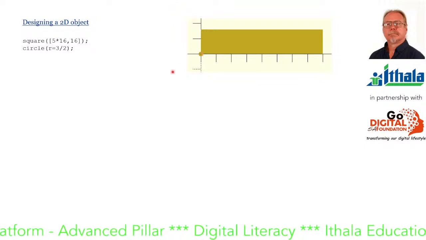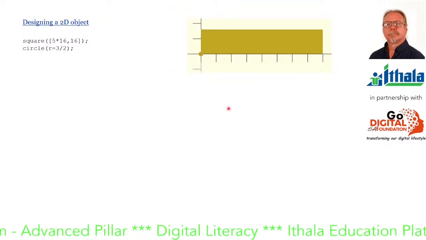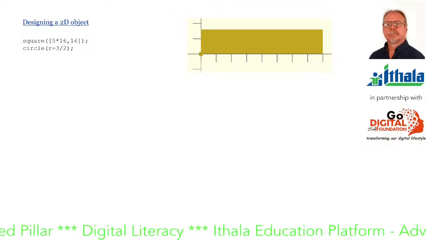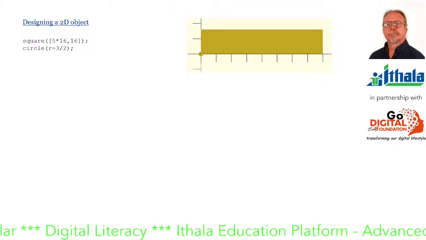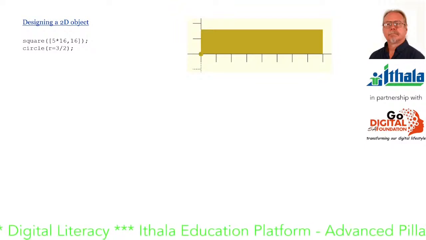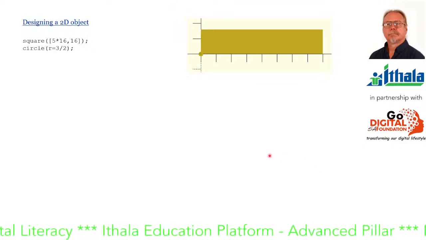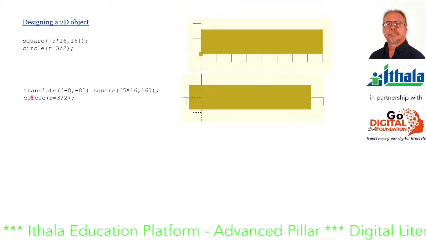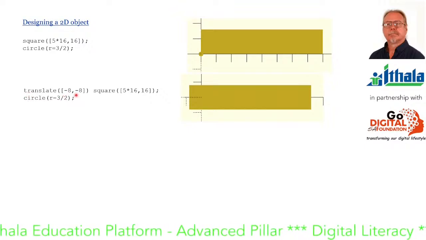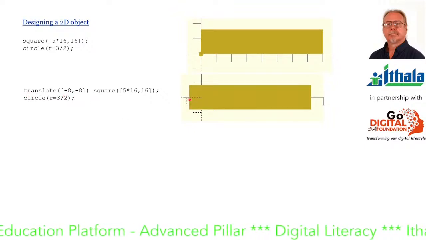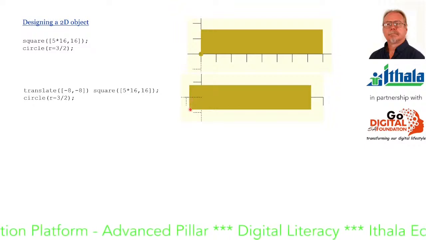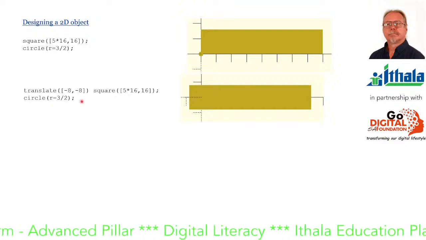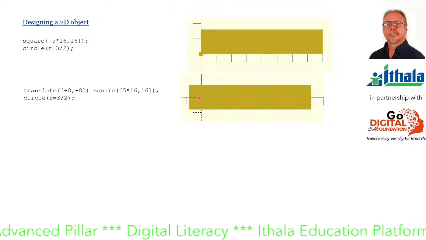Okay, but this hole is in the wrong place. We need to shift the hole or the rectangle so that the hole is in the right place. So we move the rectangle half its width down and half its width to the left. Now we know the hole is in the right place, but we can't see it. We're saying translate -8 -8, so it goes back by 8 and down by 8 before we draw the rectangle. And then our circle's in the same place, so now the hole is here.